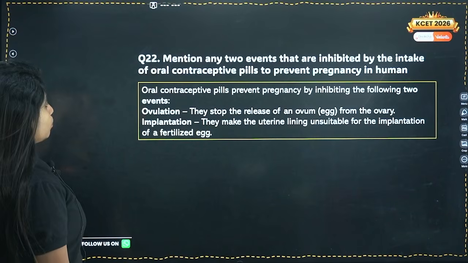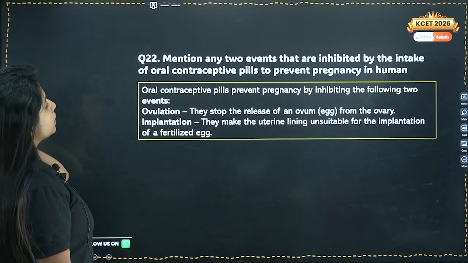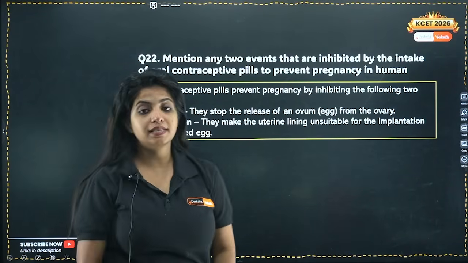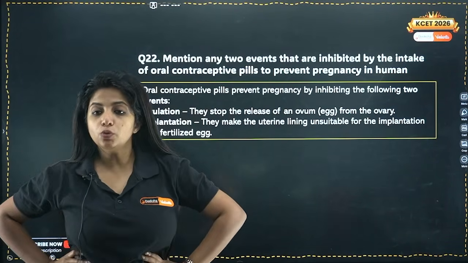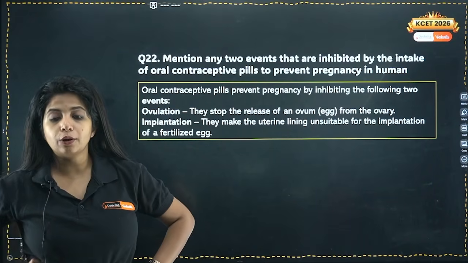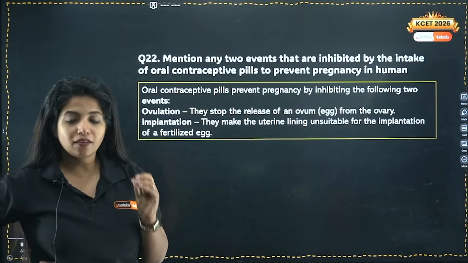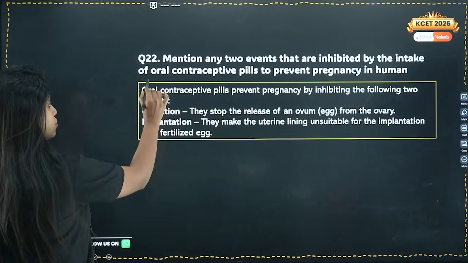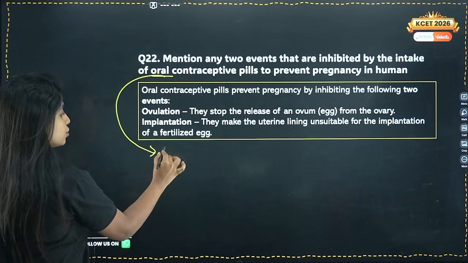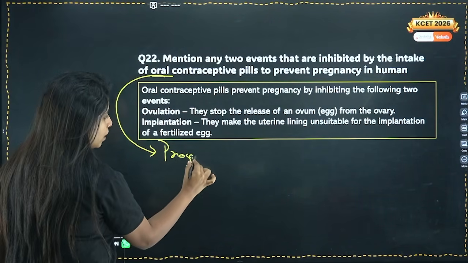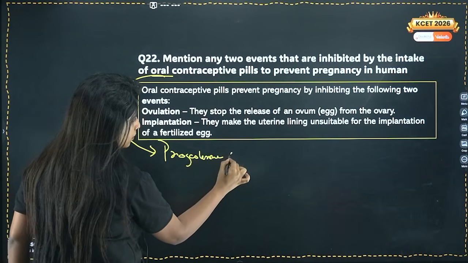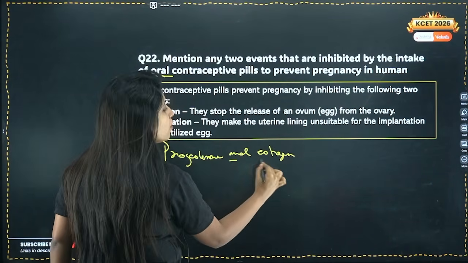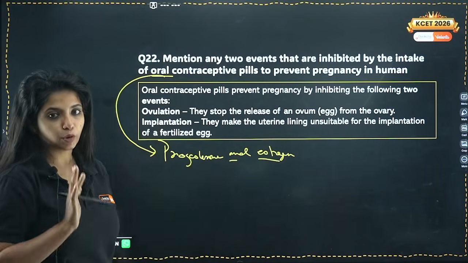The next question. Mention any two events that are inhibited by the intake of oral contraceptive pills to prevent pregnancy in human. So whenever someone takes oral contraceptive pills, what are the things that are being inhibited? First of all, you should know oral pills contain two hormones, progesterone and estrogen, or it can be progesterone or estrogen, either one or both of them together.